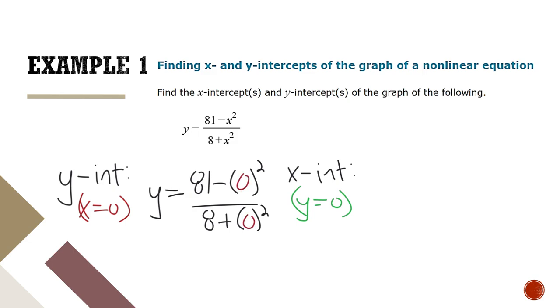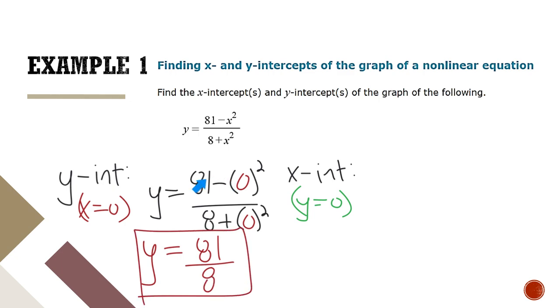So my y-intercept is 81 minus 0, or 81, and 8 plus 0, which is just 8. So my y-intercept very nicely is just 81 over 8, because those go away.